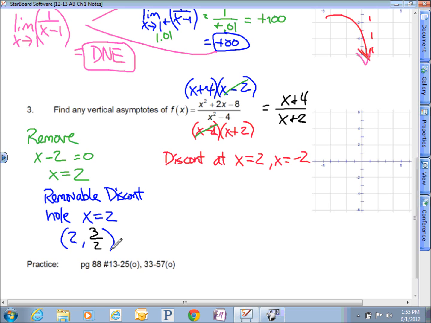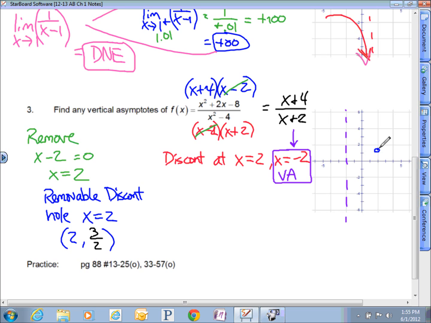And then if I wanted to know what about this x plus 2 in the denominator, that means this x equals negative 2 thing is still a problem. That means I just found a vertical asymptote at x equals negative 2. So the question says, find any vertical asymptotes? There is a vertical asymptote at x equals negative 2 because we weren't able to remove it from the problem. If we wanted to make a graph of this whole thing, we'd put a vertical asymptote at x equals negative 2. We'd put a hole in the graph at the point 2, 3 halves.